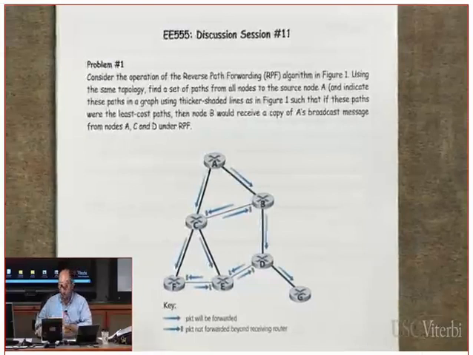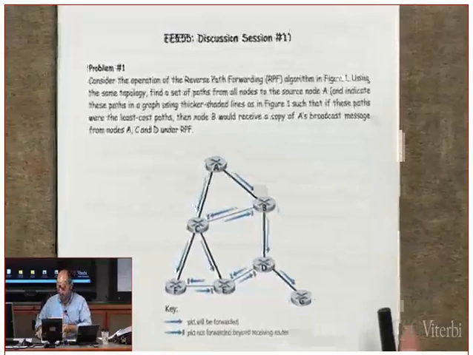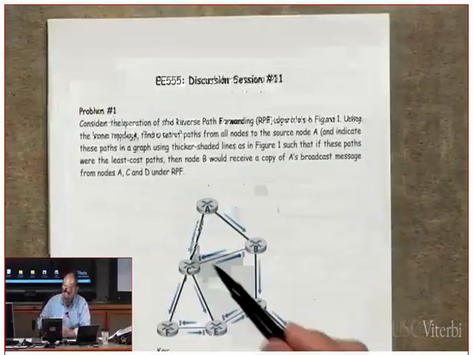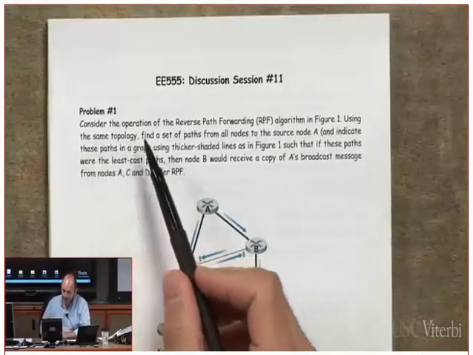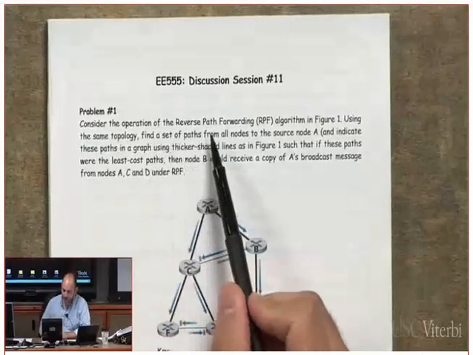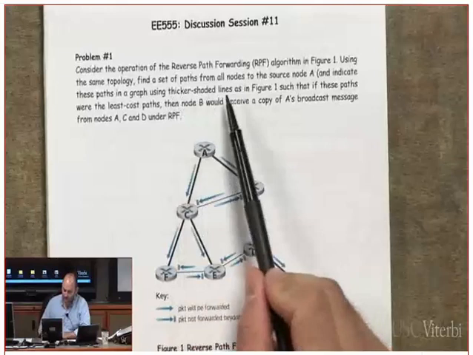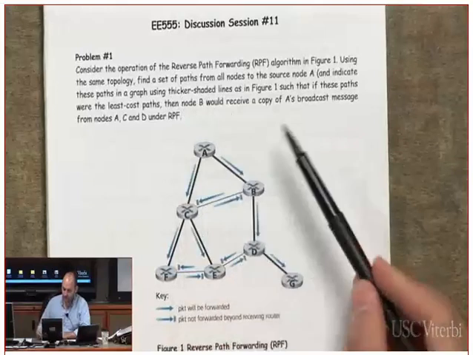And let's see. Consider the operation forwarding algorithm in figure 1. Using the same type of paths from all nodes to the source node A, and indicate these paths in a graph using thicker shaded lines as in figure 1. Show that if these paths were the least cost paths, then node B would receive a copy of A's broadcast message from nodes A, C and D under RPF.